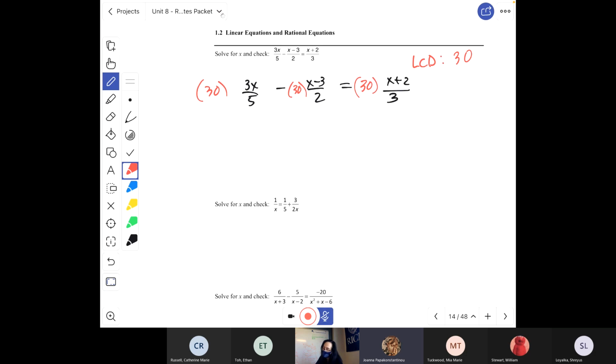Okay, so let's go ahead and simplify. So 5 goes into 5 once. 5 goes into 30 how many times? Okay. Do you see what I'm doing? 2 goes into 2 once. 2 goes into 30 how many times?